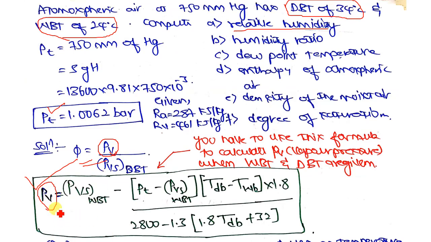PV is given as PVS, the saturated vapor pressure at WBT. Look at this carefully. This is at WBT. So PV equals PVS at WBT minus PT minus PVS at WBT, into dry bulb temperature minus wet bulb temperature, into 1.8, divided by 2800 minus 1.3 into 1.8 into dry bulb temperature plus 32. Remember this particular formula, which will be helpful in calculating the vapor pressure when WBT and DBT are given.